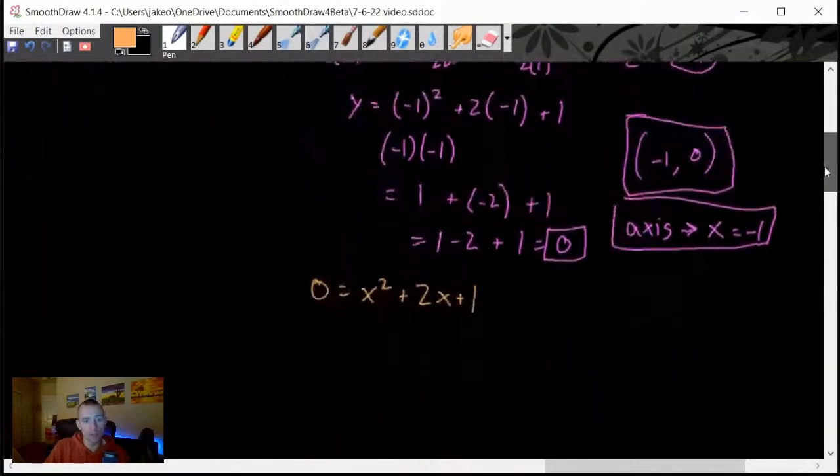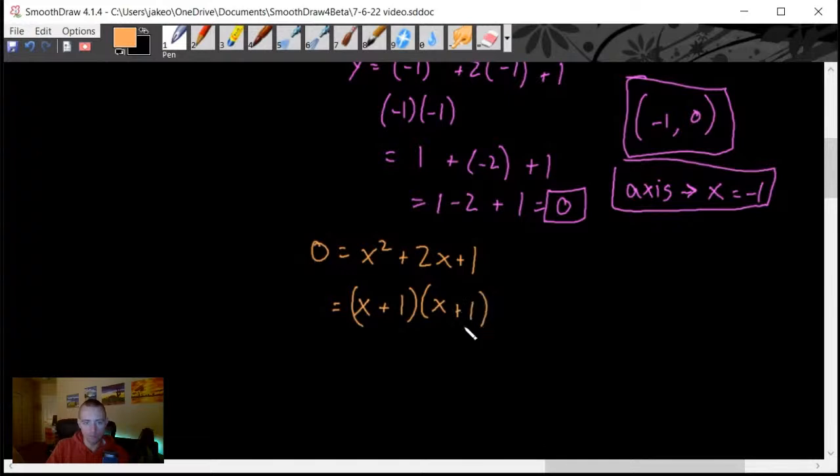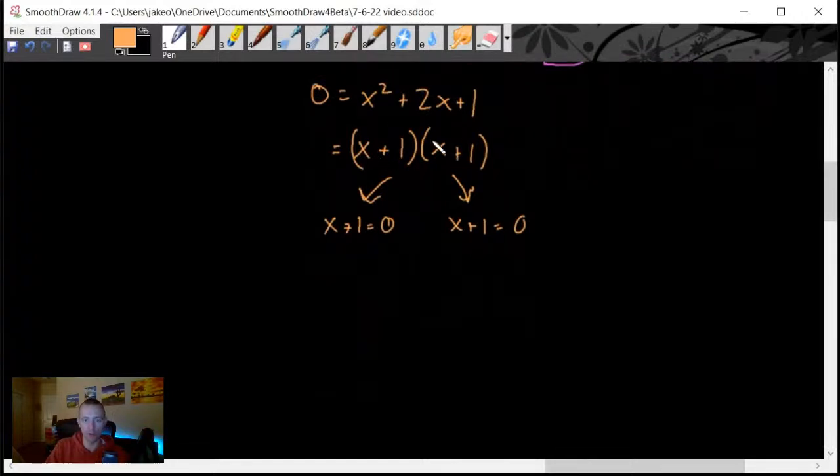So probably the best way to solve this one would be to factor it out. This can be factored out as x plus 1 times x plus 1, because this would FOIL back into x squared plus 2x plus 1. And then we can set each of these parts equal to 0 separately. Because if either factor is 0, 0 times any other number is also 0. So of course, these two equations are exactly the same. So we really just need to solve one of them.